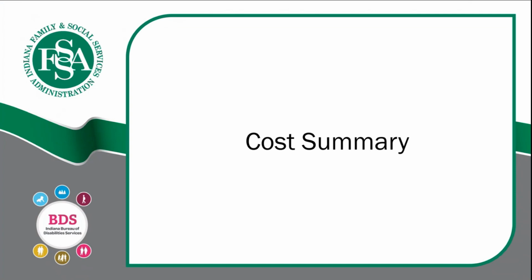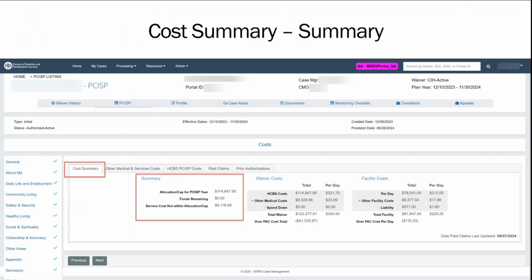In the next few slides, we'll review the different tabs that make up the cost screens. First, let's take a look at the Cost Summary. The Cost Summary tab provides a summarized view of the cost information for the individual for the currently selected PCisp year. As we can see in the screenshot, the authorized active PCisp was selected, so all of the information that appears in the cost summary is for that PCisp year.